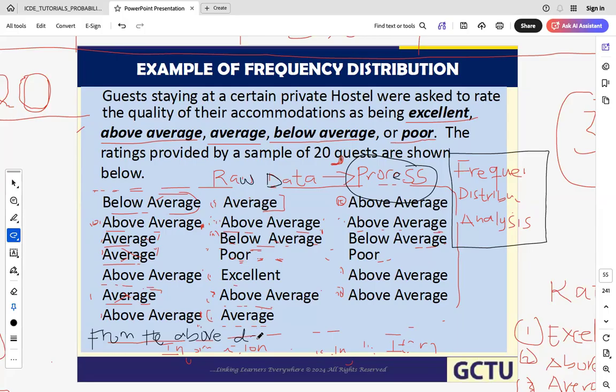From the above data, extract about 10 different informations.